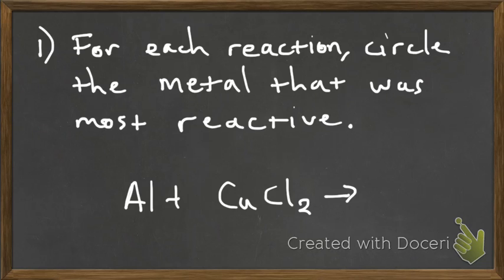However, if I say that a reaction did not occur, that means that copper is more reactive, and so copper is going to stay right where it is. So if there's no reaction, then this one is more reactive because it stays where it is. If there is a reaction, then this one is more reactive because it replaced the least reactive element. So go ahead and take a minute and answer question number 1, circling the metal that was most reactive in equations A, B, and C.